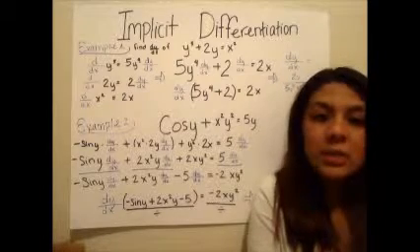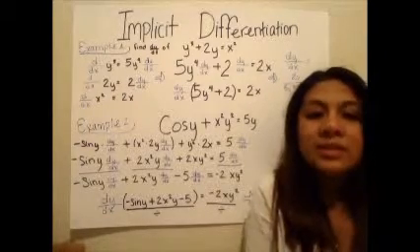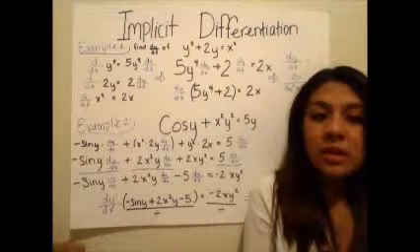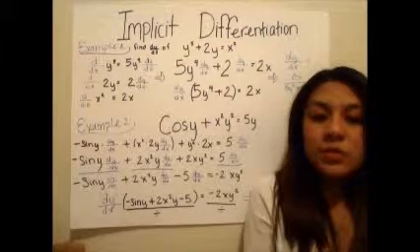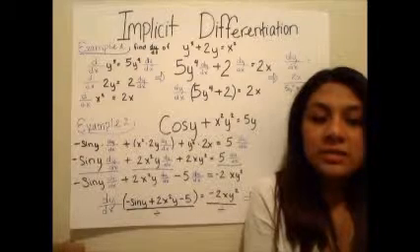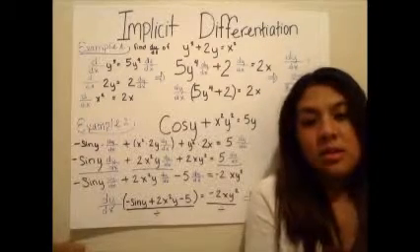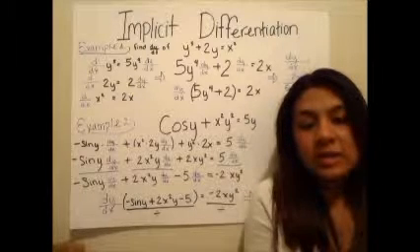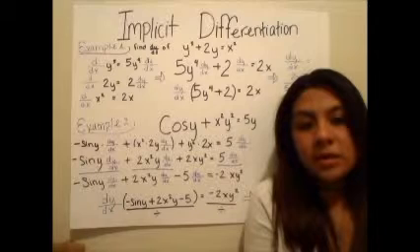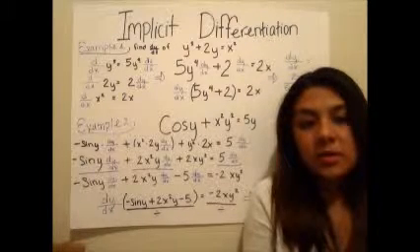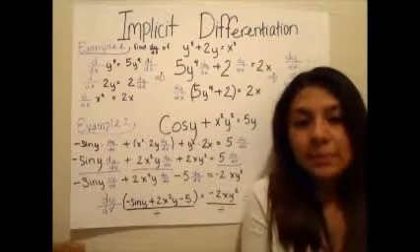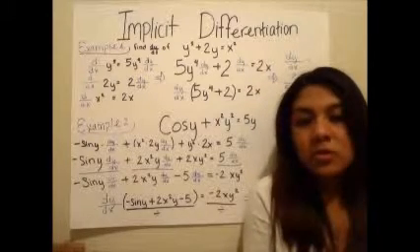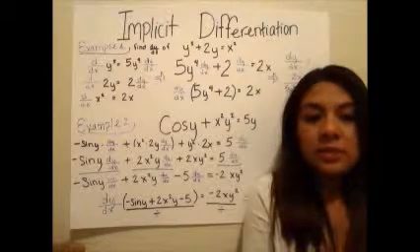And for the second example, cosine y plus x squared y squared equals 5y. And the derivative of cosine is negative sine, and you're going to do negative sine y dy over dx plus x squared 2y dy over dx plus y squared times 2x equals 5 dy over dx.